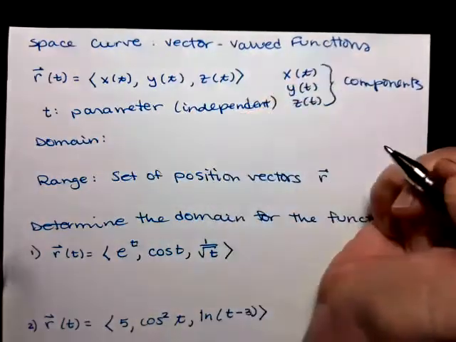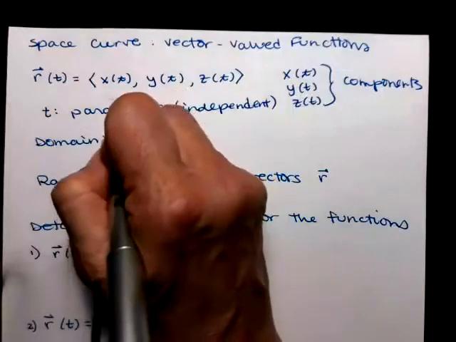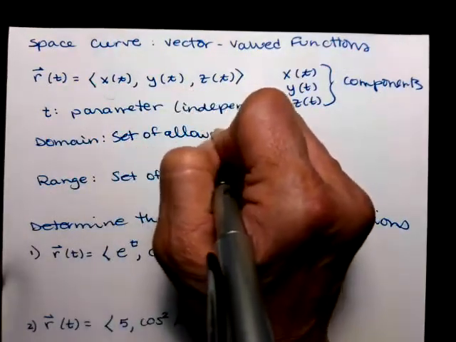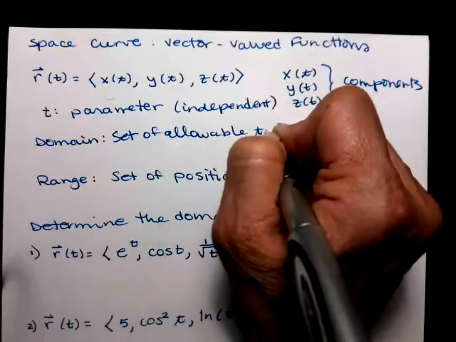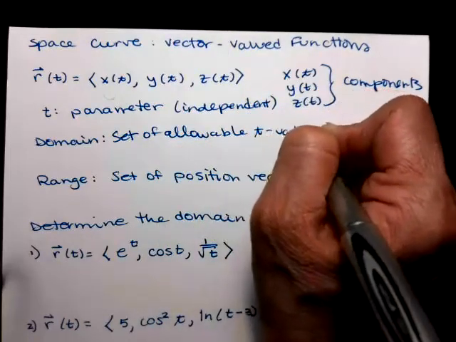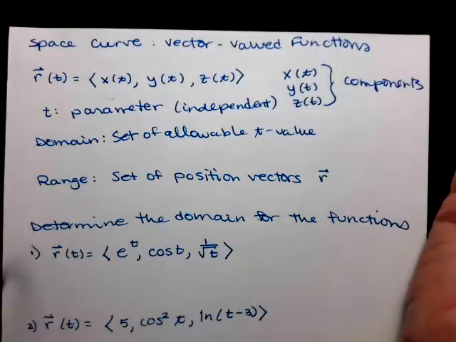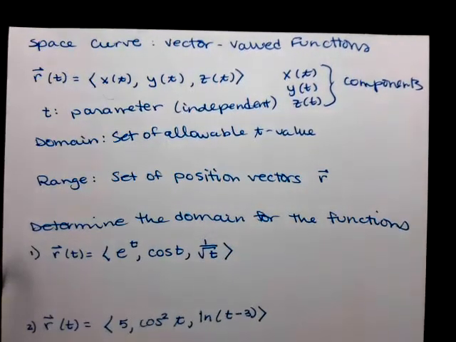So t is our independent variable. So the domain is the set of allowable t values. And it doesn't have to be a t. It can be a theta. It could be an x. You can parameterize using any letter. t is just really common.